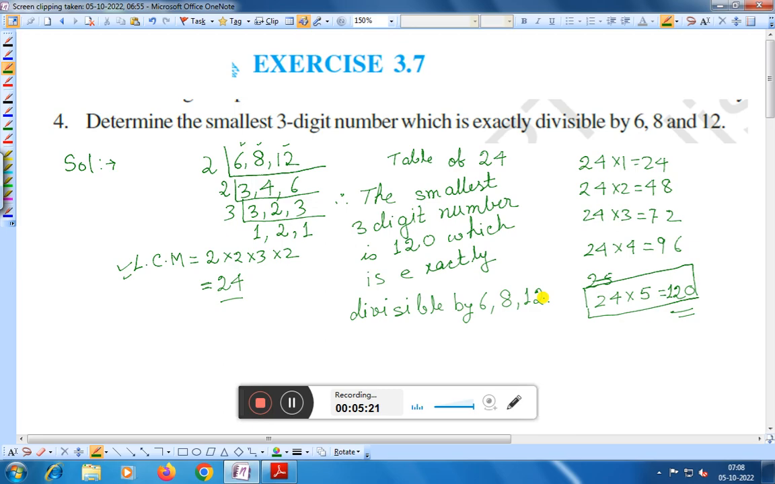What do we find out? Determine the smallest three-digit number which is exactly divisible by 6, 8 and 12. First of all, we have to find the LCM of 6, 8 and 12, which is 24. After that, we find the table of 24: 24 into 1 is 24, 24 into 2 is 48, 24 into 3 is 72, 24 into 4 is 96 and 24 into 5 is 120. We have to find the smallest three-digit number, therefore 120 is the answer. The smallest three-digit number is 120, which is exactly divisible by 6, 8 and 12. That is the solution of question number 4.